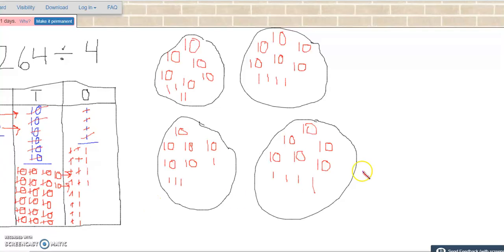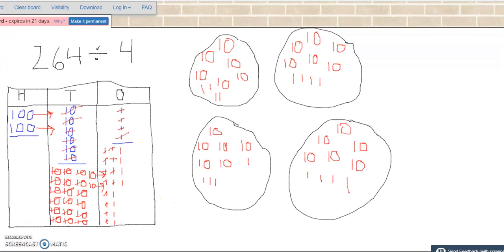Oops, that was weird. Sorry about that. There we go. Okay, let me double check here. I've got 4 in this group, 4 here, and 4 here. That's 4, 8, 12, 16. 4, 5, 6, 7, 8, 9, 10, 11, 12, 13, 14, 15, 16. Okay, so I'm back up here again.